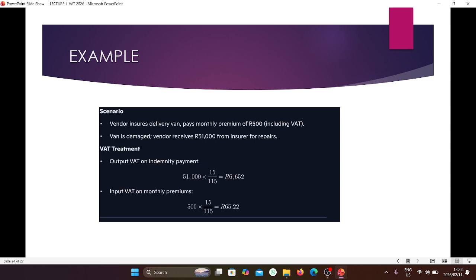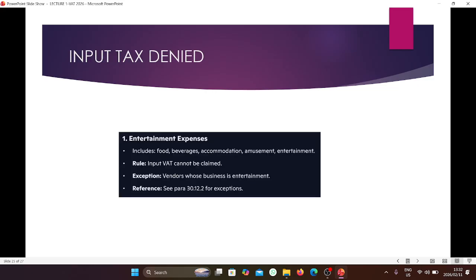Now, because the vendor was paying 500 rand for monthly premiums, they can claim VAT on that because they were paying, right? So on the 500 rand, it will be the 500 multiplied by 15 over 115, which is 65.22. Then they can claim that amount from SARS, right?